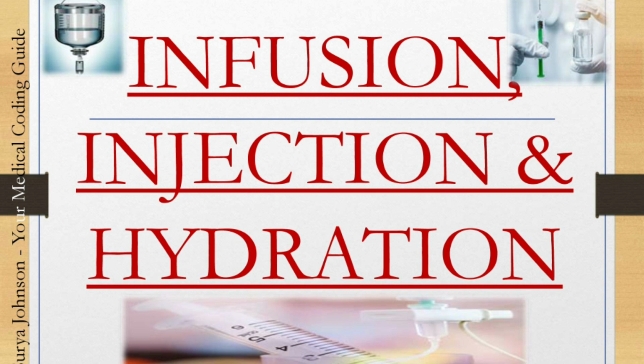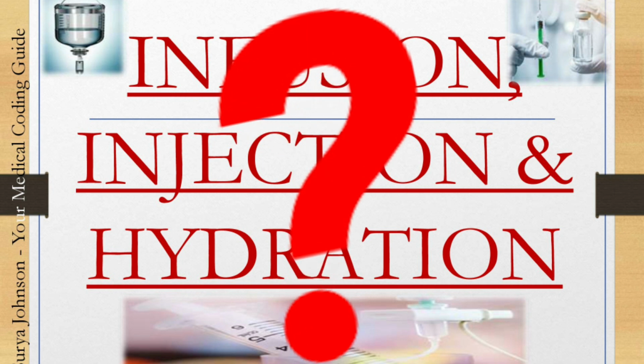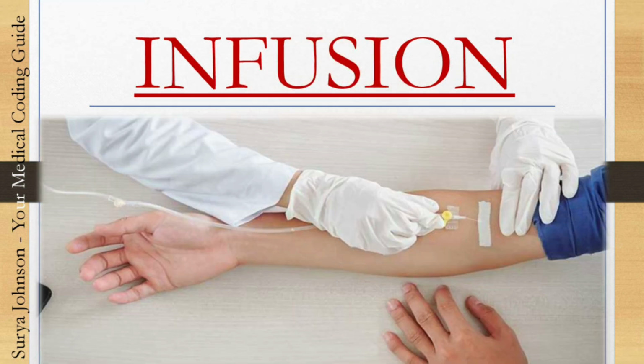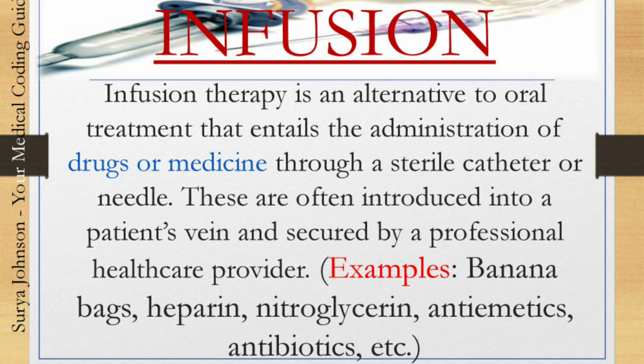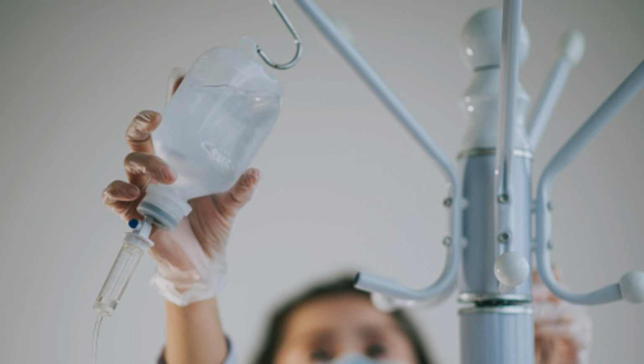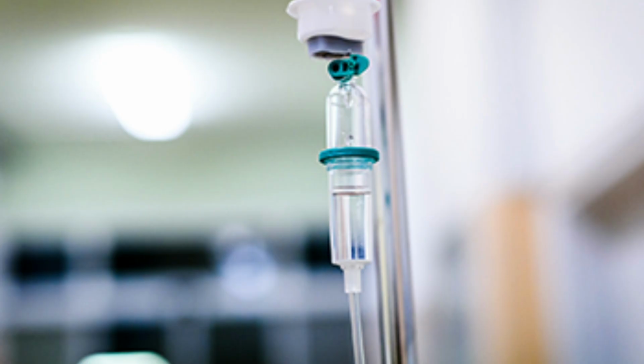Before getting into the guidelines, the hierarchy, and all those toughest things, first let us know what is infusion, injection, and hydration. So what is infusion? Infusion therapy is an alternative to oral treatment that entails the administration of drugs or medicine through a sterile catheter or needle. These are often introduced into a patient's vein and secured by a professional healthcare provider. So what they do is they secure this catheter or the needle in the patient's vein, and the administration of these drugs is done based on the earth's gravity. So it slowly drips down the infusion set with the help of the earth's gravity.